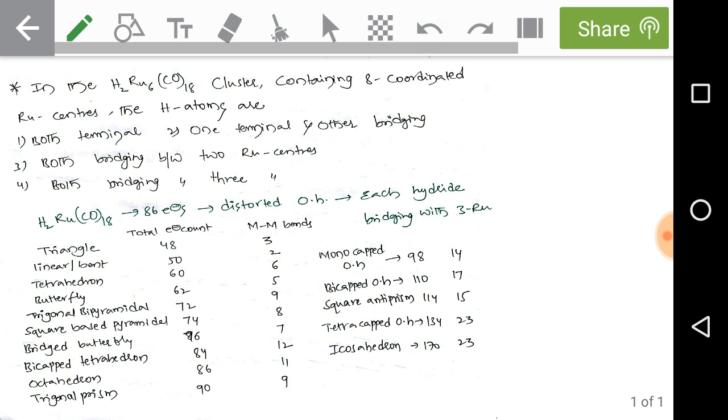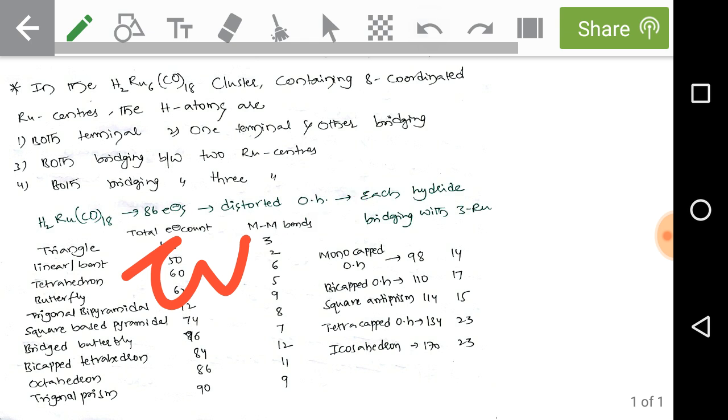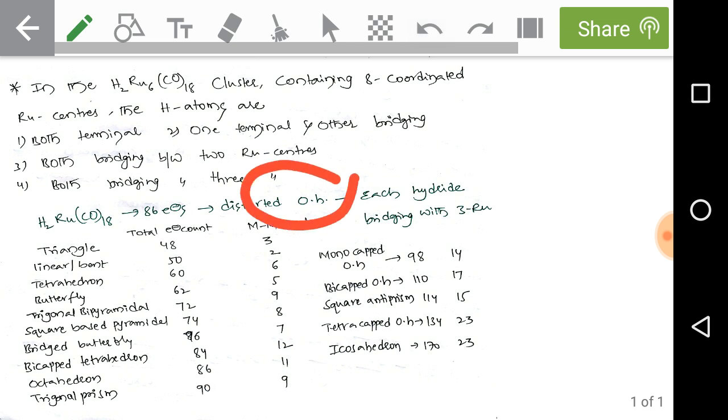And now one should calculate the number of metal-metal bonds. We have the formula to find the number of metal-metal bonds: total valence electron count equals 18x minus 2y. Here x indicates the number of metals in the given metal cluster or metal complex, and y indicates the number of metal-metal bonds. Whenever we calculate, we get 12 metal-metal bonds with 86 electrons, which is showing octahedron. Okay, that's why here we can say it is a distorted octahedron.